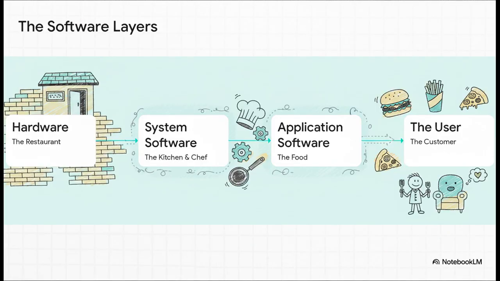All right, this is the whole thing all in one place. It all starts with the hardware. That's our restaurant. Then that hardware gets brought to life by the system software, our kitchen and our chef. That kitchen then cooks up the application software, the food we actually order. And it all ends with you, the user, the customer, enjoying the meal. See how every single piece relies on the one that came before it?